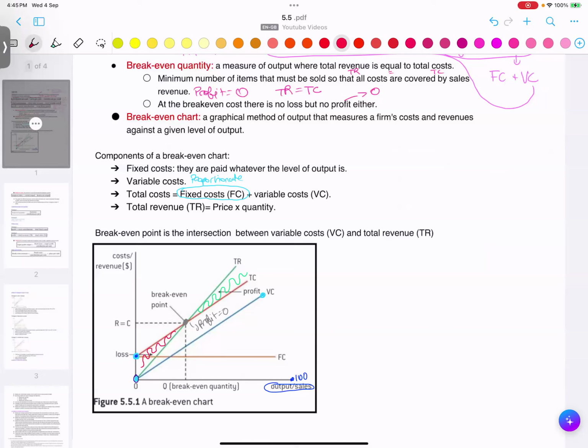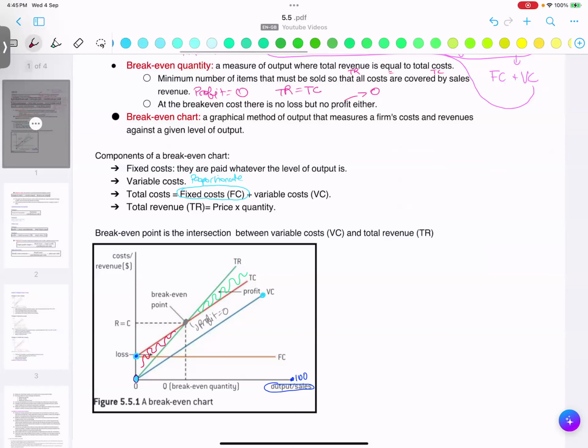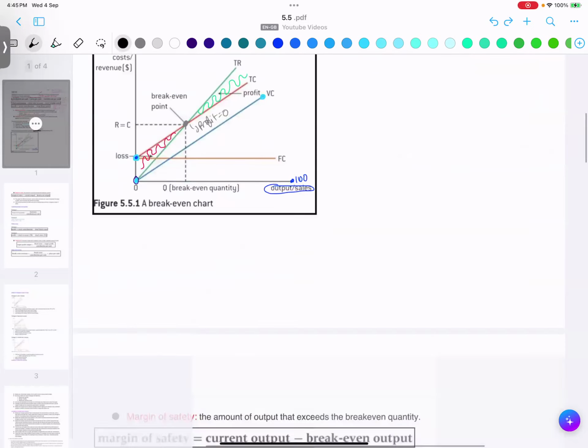Okay. And basically, break-even is the intersection between, sorry, this is very wrong. I don't know why this has not been changed. Basically, it's between total costs, TC, and total revenue. Okay, sorry, this is very wrong. Okay. So yeah, now we're going to be continuing.